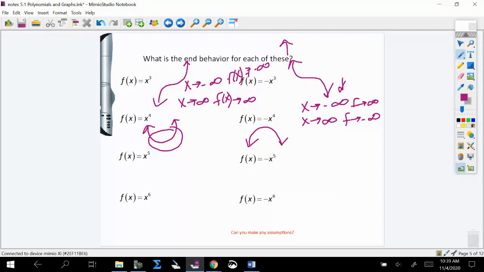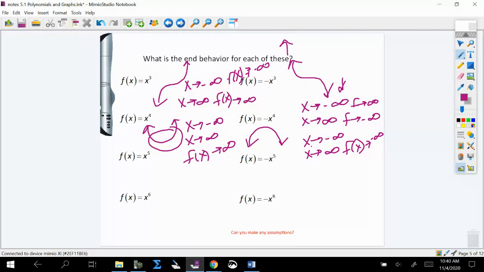a parabola. For this one, for a positive one, as we go to the left and to the right, both sides have my function going up towards positive infinity. With the negative one, as I go to the left and to the right, both sides are going down to negative infinity. And then you're going to continue to see this pattern.